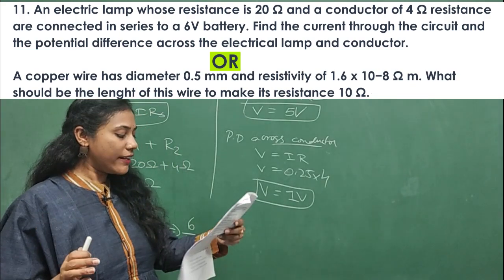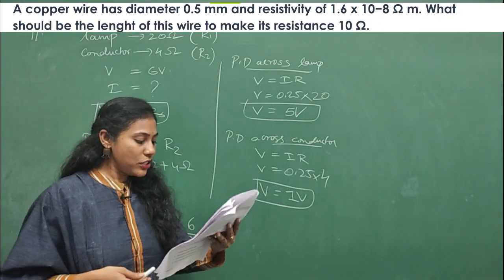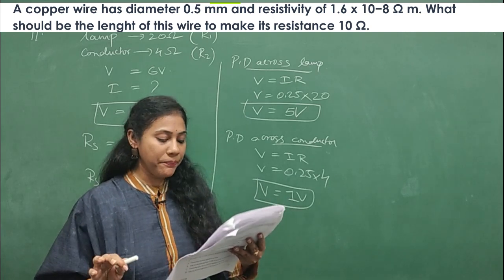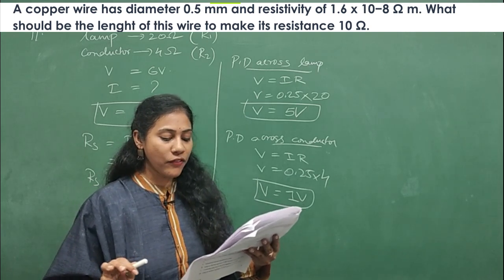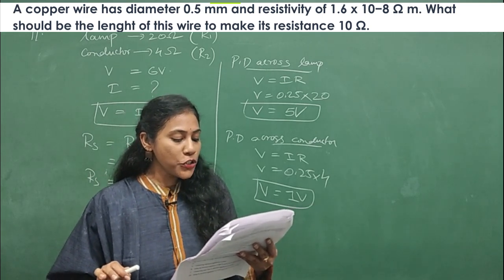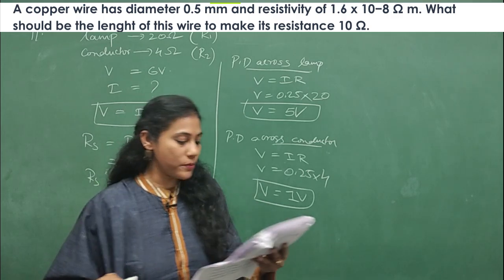There is an OR question here. It's also a very simple question. A copper wire has diameter 0.5 mm and resistivity of 1.6 into 10 to the power of minus 8 ohm meter. What should be the length of this wire to make its resistance 10 ohms?